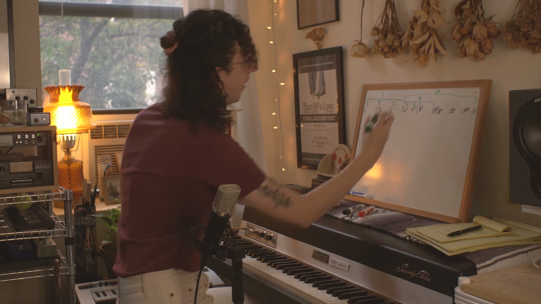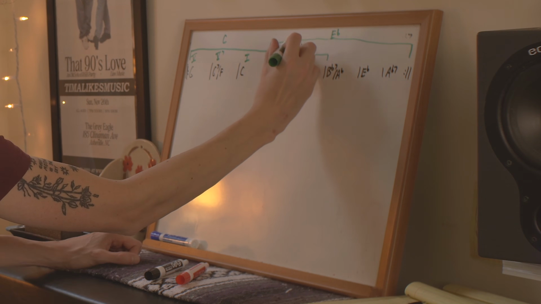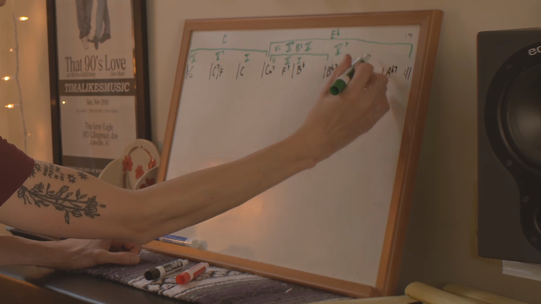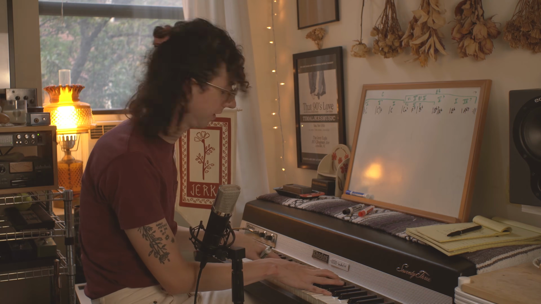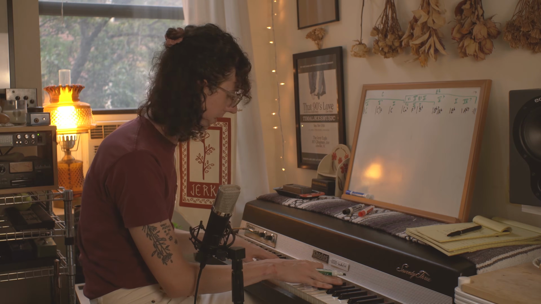In E flat, we have 6, 2-7 major, 5, 5-7, 1, and then 4-7. So this 4-7 is a parallel substitution. Usually it would be just an A flat major 7, the natural 4 chord in the key of E flat, but we make it an A flat 7, dominant 7, rather.